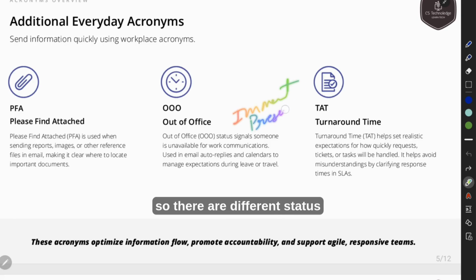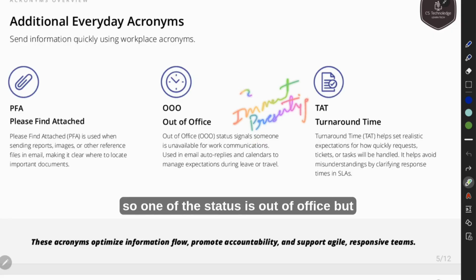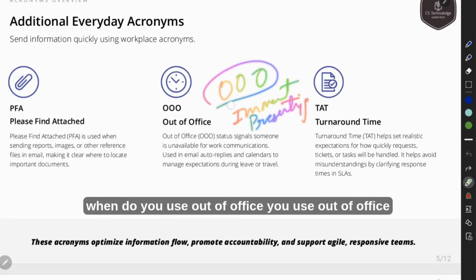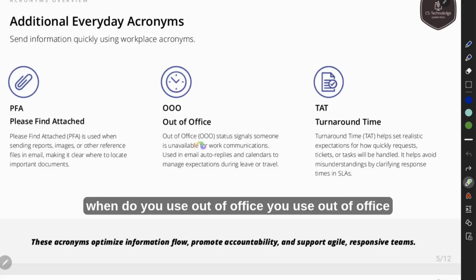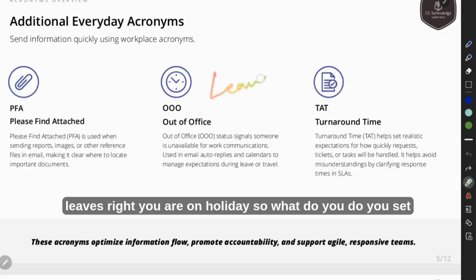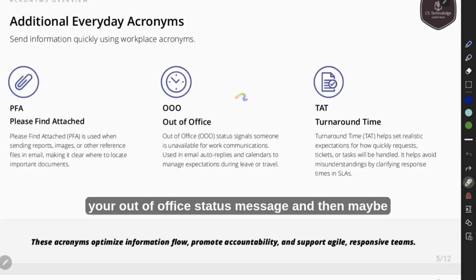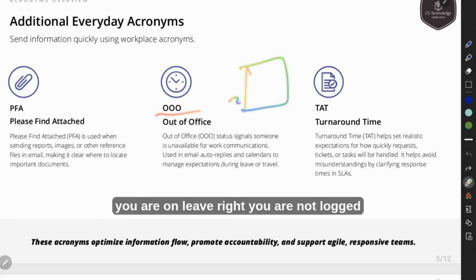So there are different statuses. One of the statuses is out of office. But when do you use out of office? You use out of office when you're not in office, you're on some leave, you're on holiday. So you set your out of office status message and then maybe you are on leave.